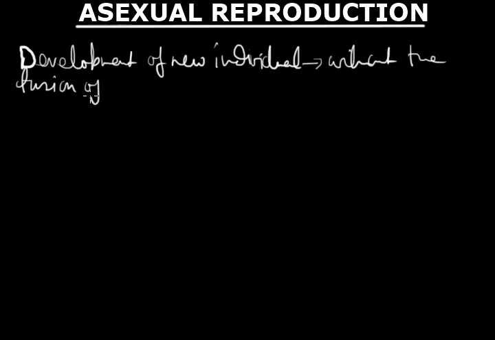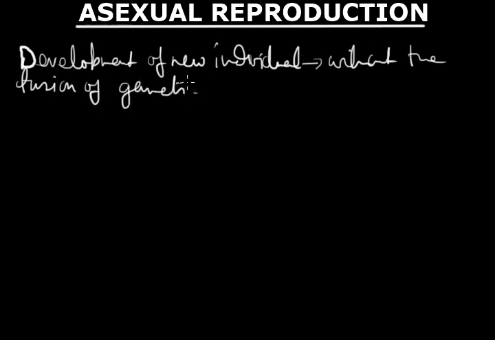Today we first discuss asexual type of reproduction. What is asexual type of reproduction? Development of new individual without the fusion of male and female gametes.